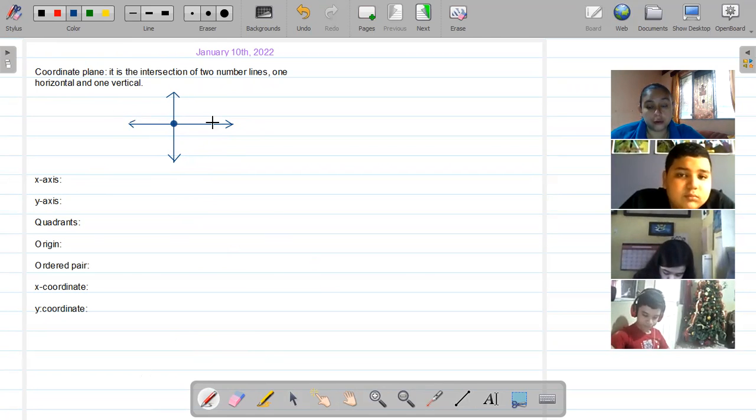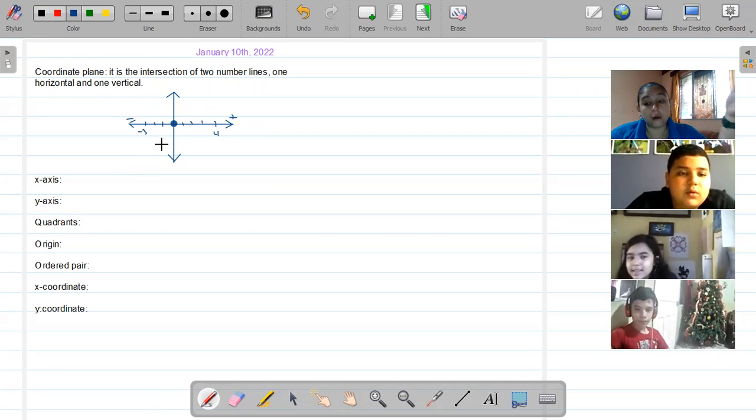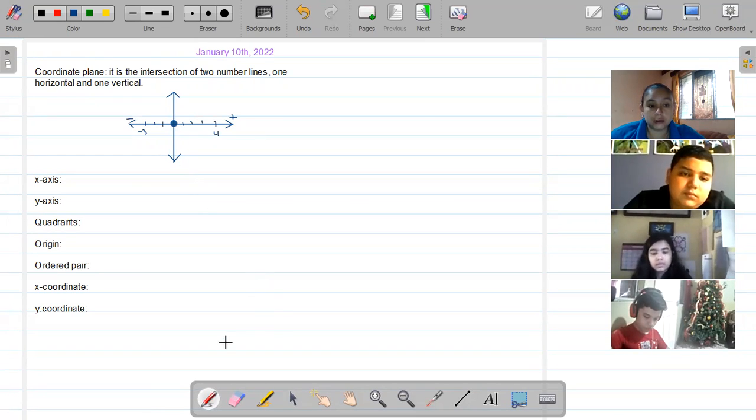Now, remember, to the right, we have the positive numbers. We got here +1, +2, +3, +4, and etc. Over here, we got the positive numbers. And to the left, we got the negative numbers. -1, -2, -3, -4, and so on. Remember that the negatives go backwards, okay? Because 0 is right in the middle. That is for the ones that are in the horizontal.